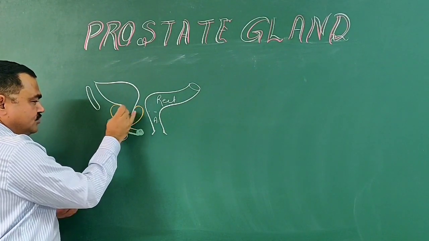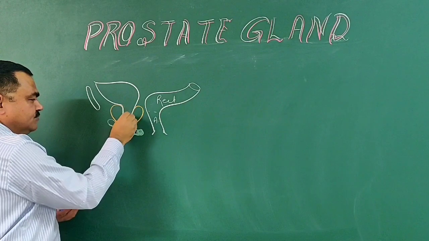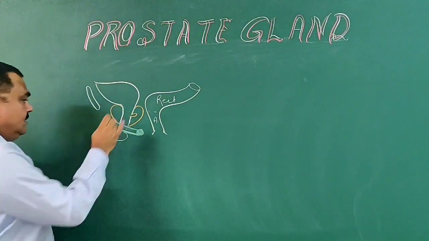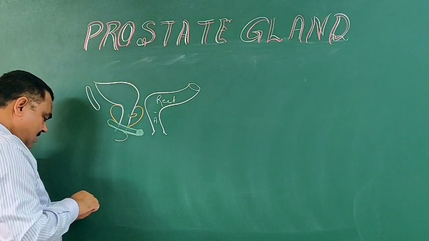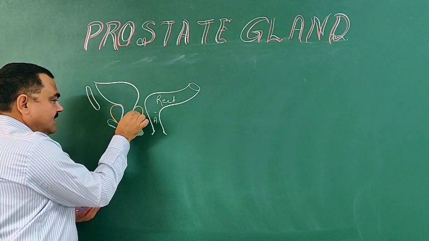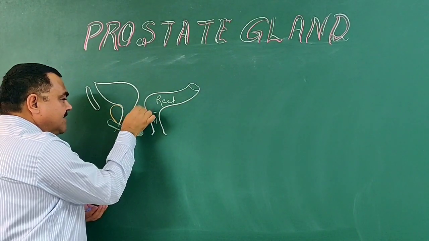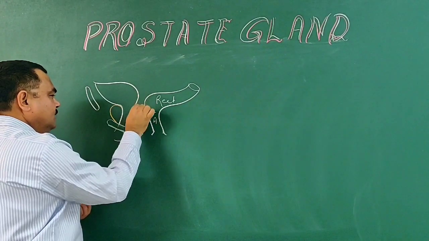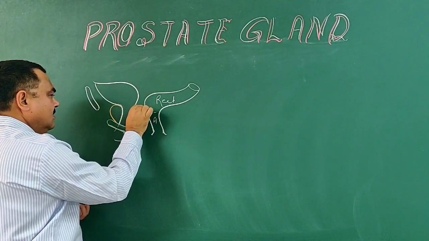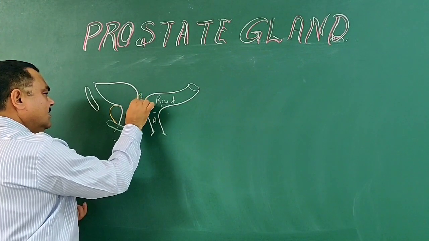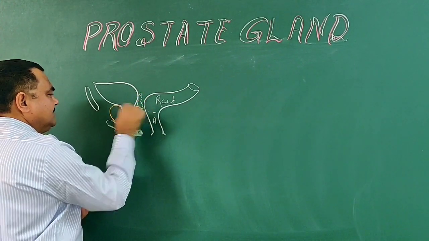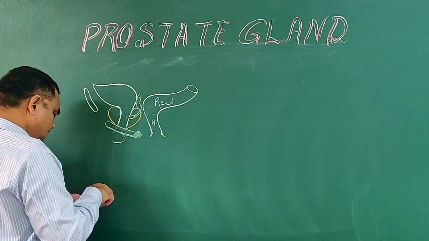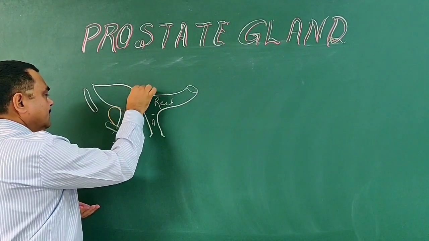Here on the posterior side, in the posterior wall of the prostatic urethra, here is the prostatic utricle. And another thing, here is the ejaculatory duct. And here is the position of the seminal vessels. This is the seminal vessel. Ureter.